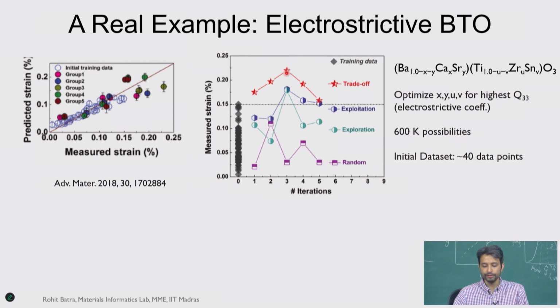What you can see is that expected improvement is the strategy that resulted in identifying the composition with the highest Q33 value, in this case the measured strain. A few important points here. See how they identified a candidate which is better than their training data set. The training data set is only up to 0.15, but they were able to go up to say 0.22 or 0.23 by using this strategy.